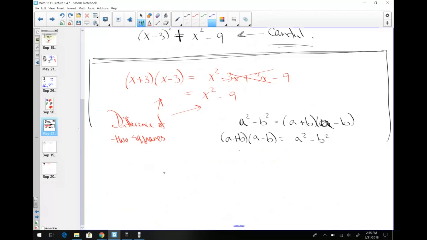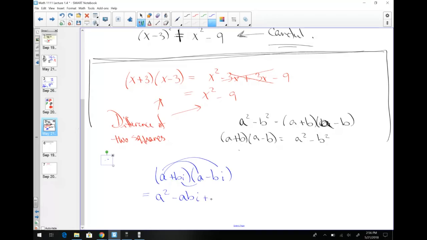If you had an imaginary number, say a plus bi times a minus bi, when you multiply this through, you're going to get your a squared, your a times your negative bi, which is negative abi.